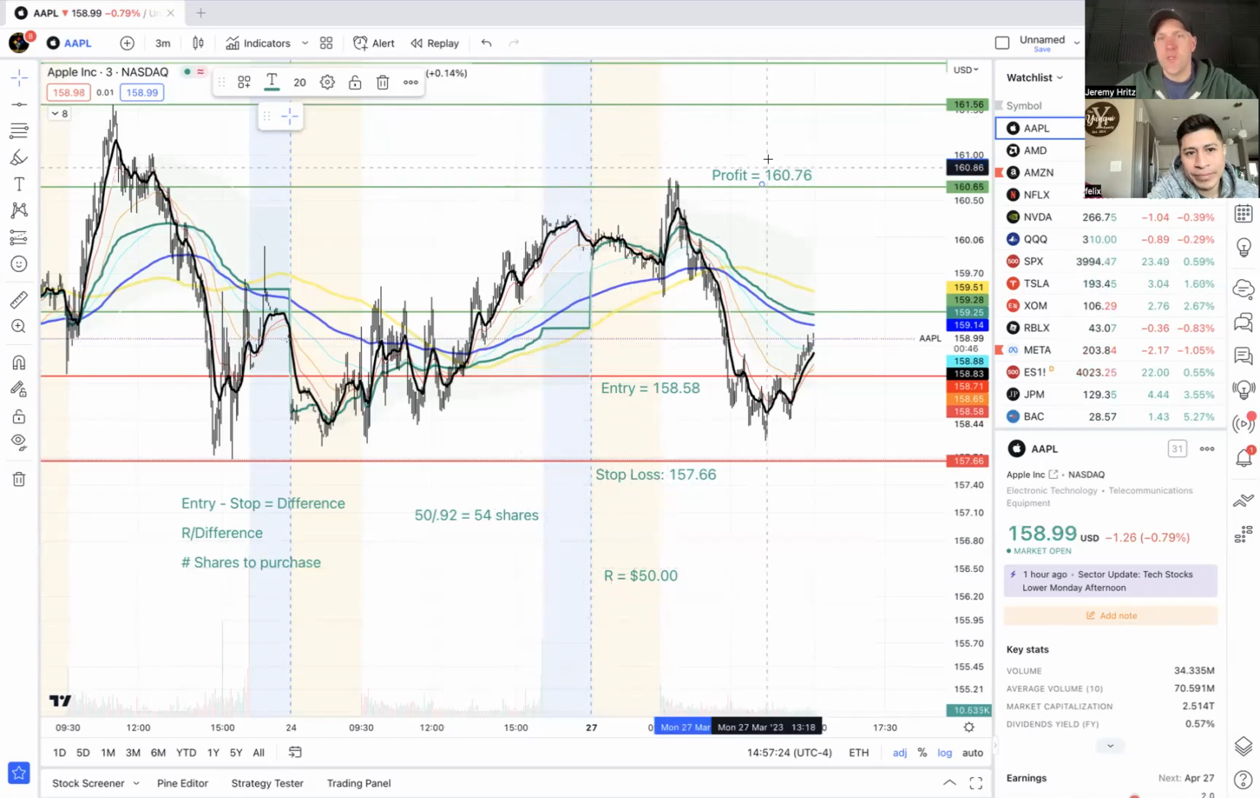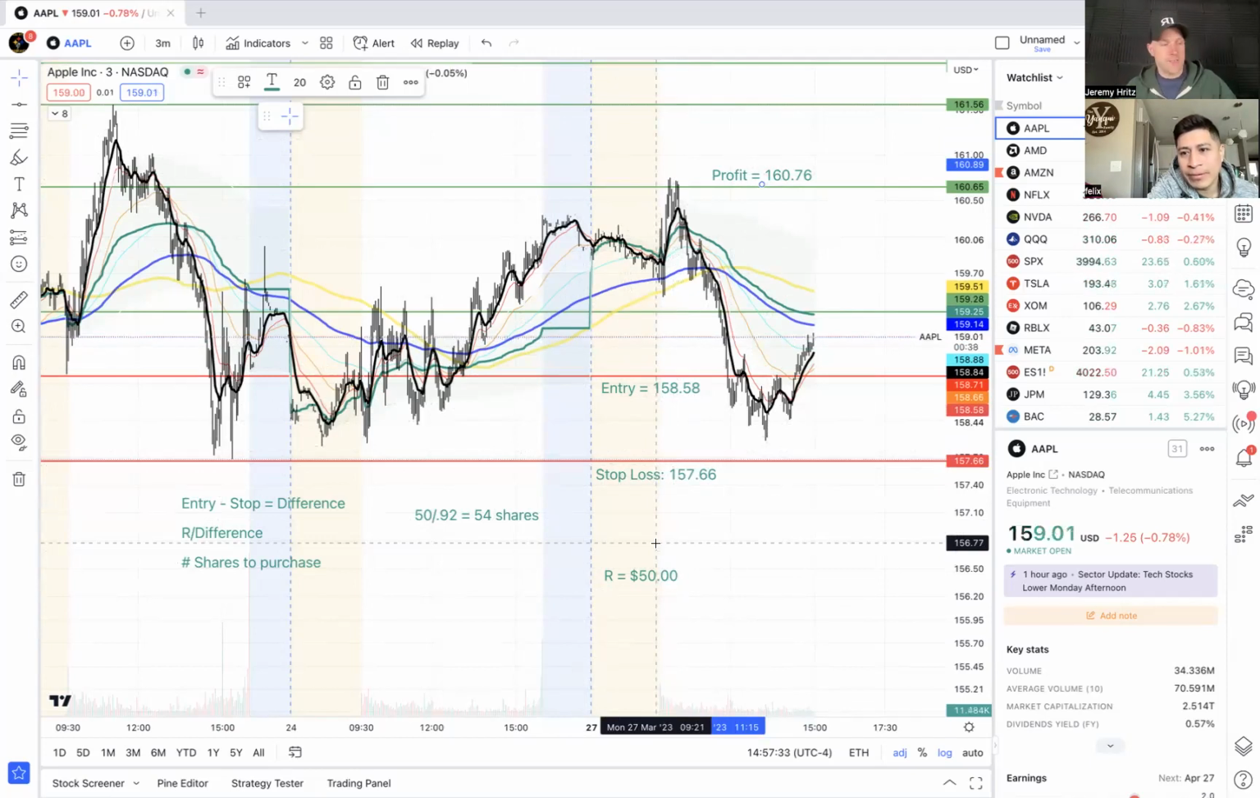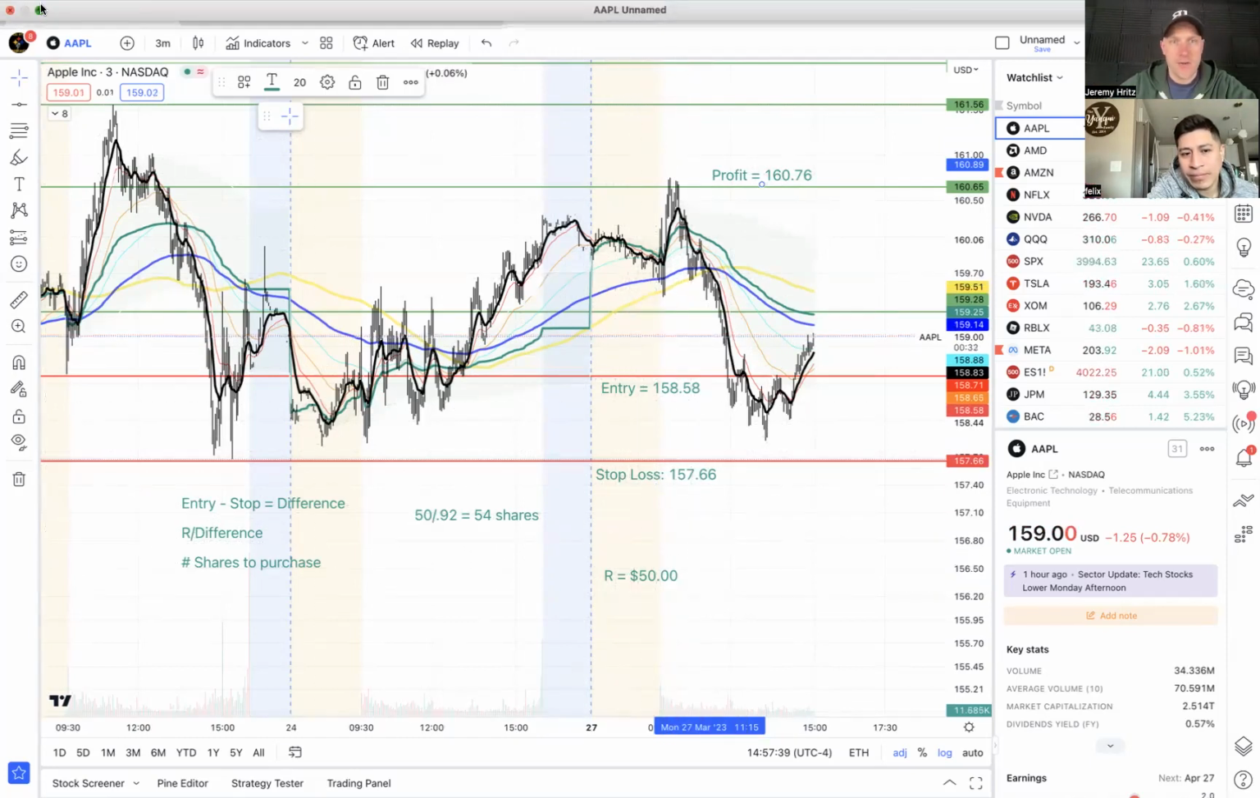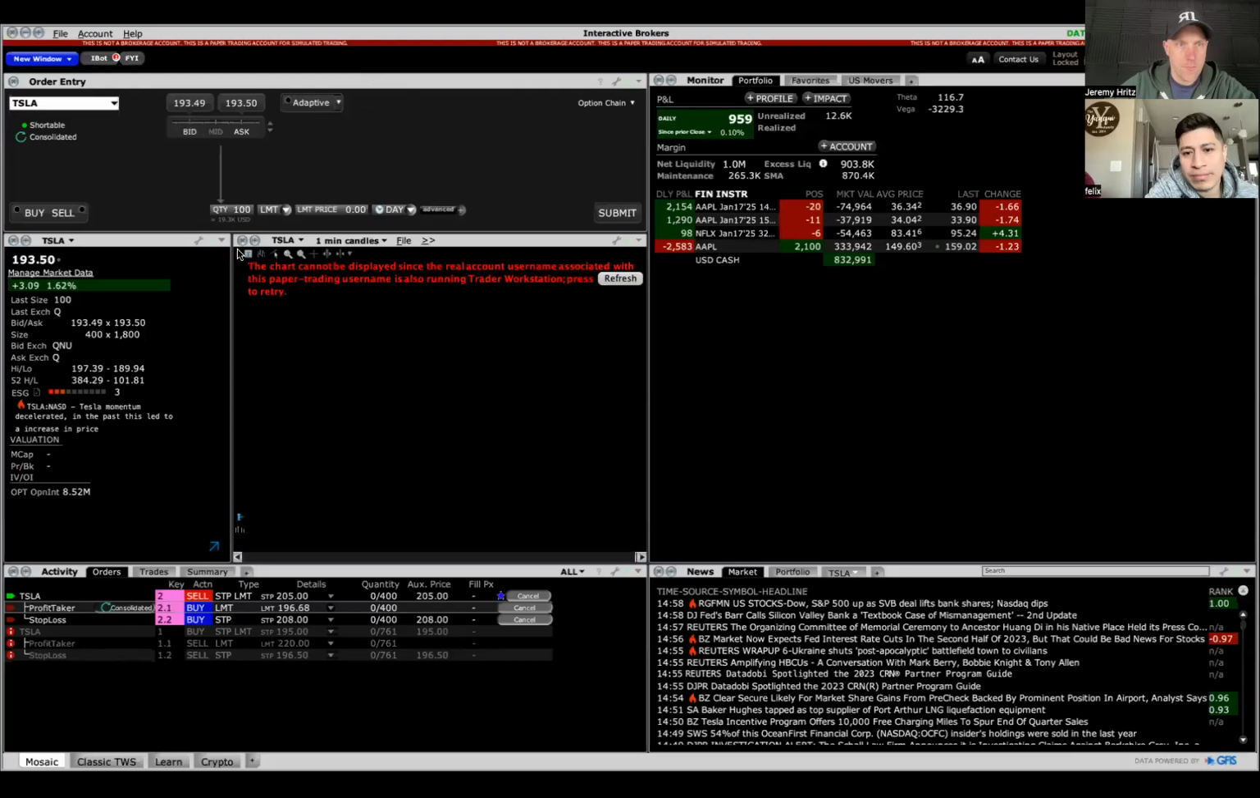And here's the thing too. You don't have to type this stuff on the screen. That's why it's best to have a little trading journal where you're just writing this down, because it's faster. Keep a calculator. So you've got your entry, stop, profit, you know your R, you know your shares. Then what we do is bring this up and come back over to Interactive Brokers. Can you see that?